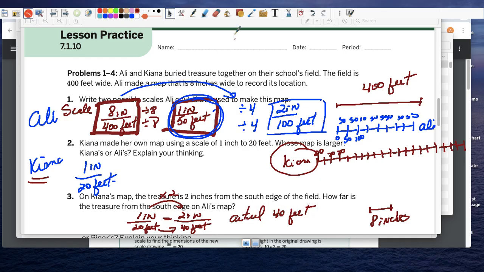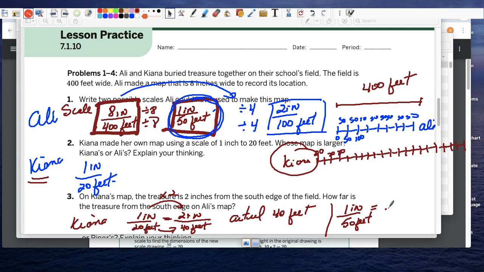And we want to go back, and this is where it gets a little confusing. So now this is in Kiana's map, right? So this is Kiana's map. 2 inches is 40 feet, but how far is the treasure from the south edge on Allie's map? So let's go to Allie, and we're going to use the scale in Allie's 1 inch. We're going to use the simplified version, 50 feet.